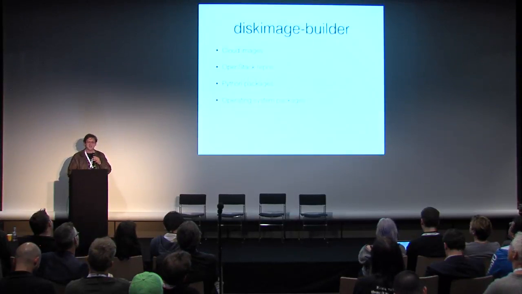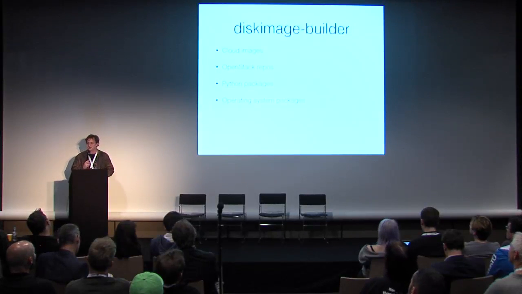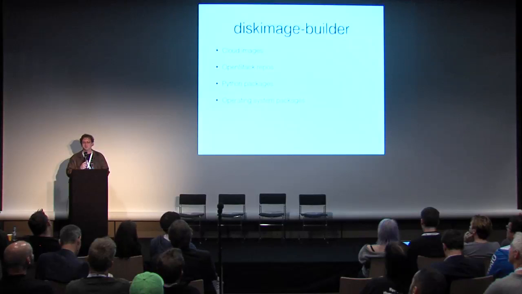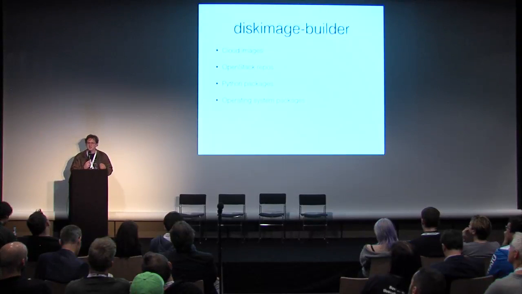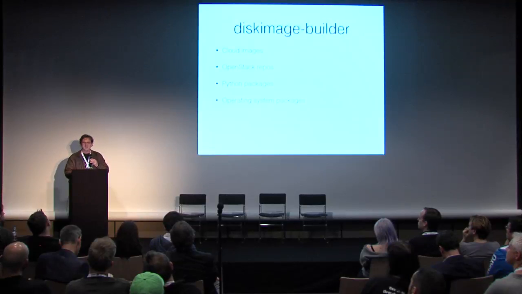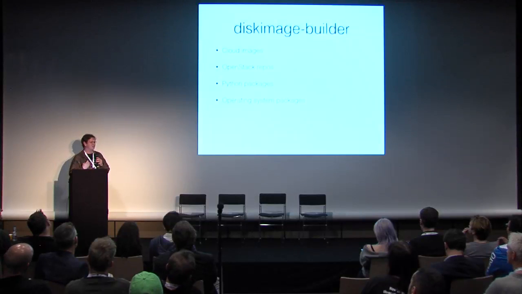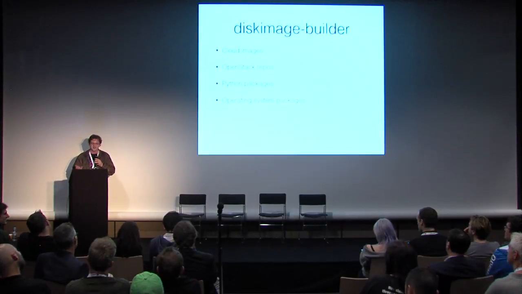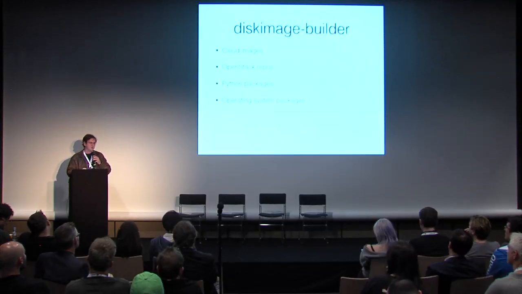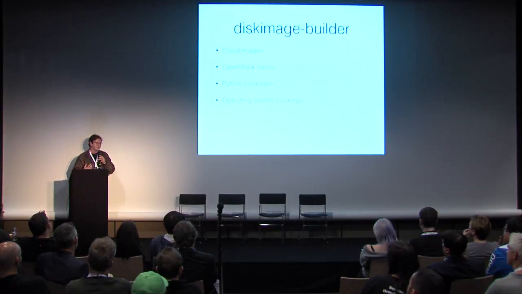So what are the things Disk Image Builder downloads? Well, it needs a base operating system to start with, so it's going to be grabbing a cloud image from your operating system provider. Those are around 250 to 300 megs usually, maybe bigger. It's going to probably need to install some OpenStack tools. If it's doing a Git clone of Nova, that's around 200 meg again. Neutron's about 100 meg. Usually those tools will have some Python dependencies as well.